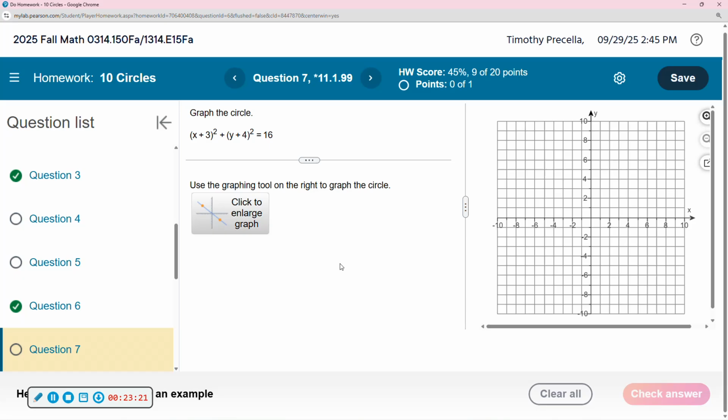Number 7. Oh, it's the same type of problem. Let me write it down. And while I'm writing it down, you think about this question. What's the center and what's the radius? And why are you trying to find the center and radius? Because that's what you need in order to draw a graph.